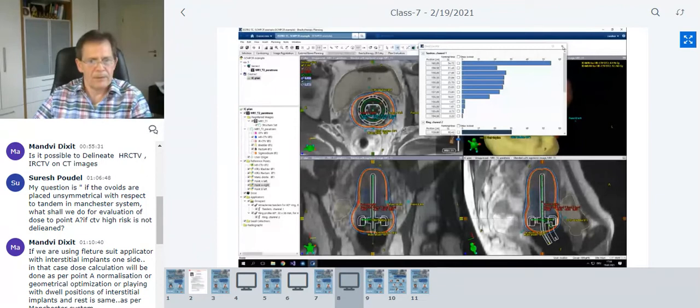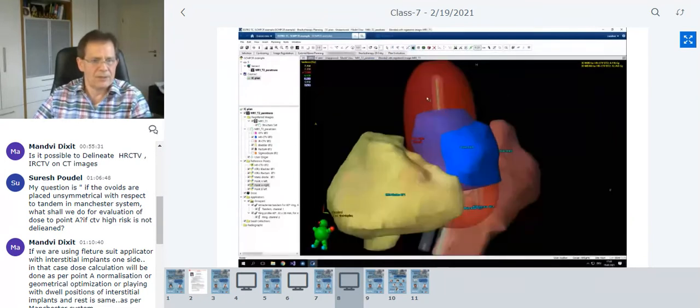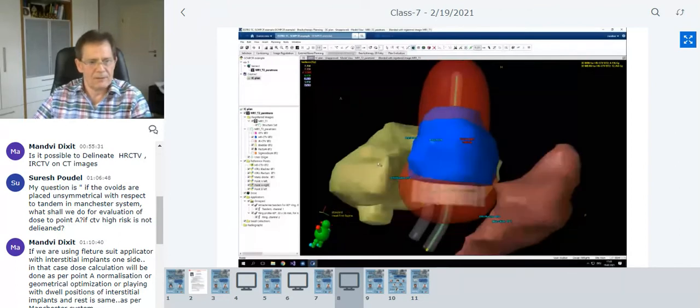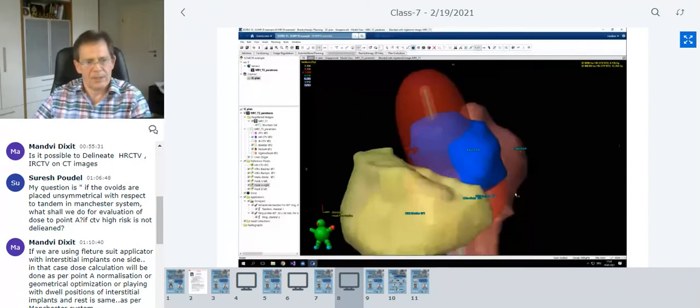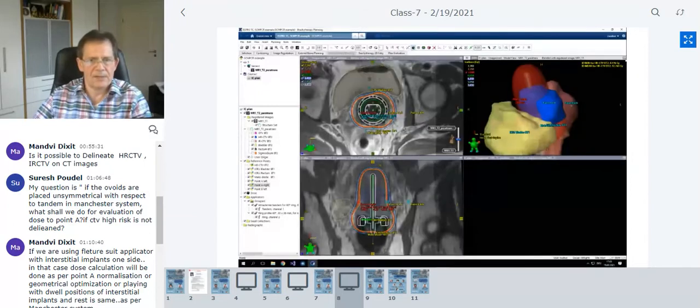Good. This would be a standard plan. If we look at the 3D representation here, we still see that it does not cover a big part of my high-risk CTV. But that's the best I can do with my 2 channels.